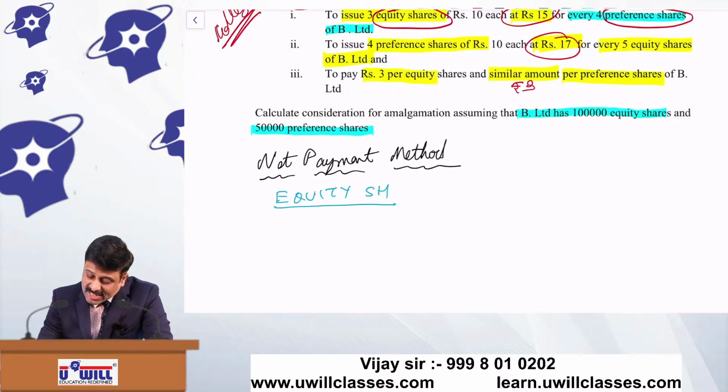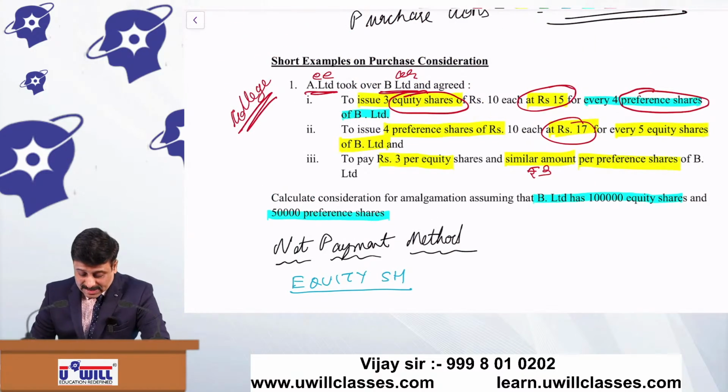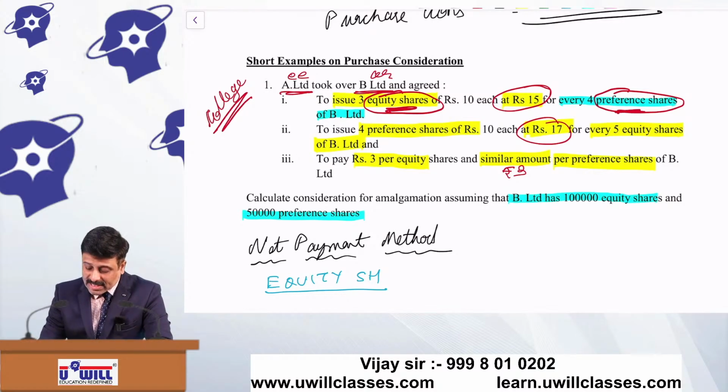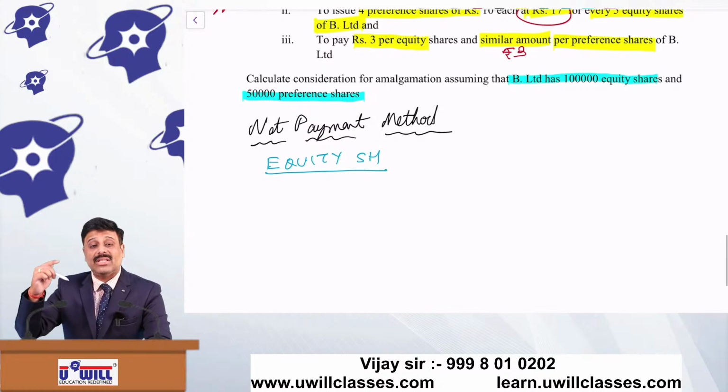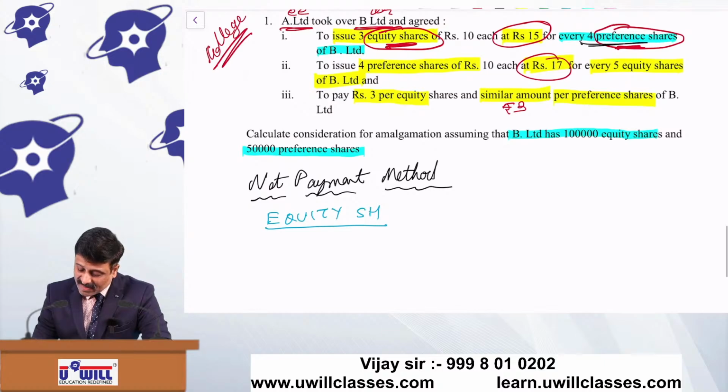Now, equity shares we are giving to whom? As per the first information, equity shares we are giving to preference shareholders. I already discussed this with you just now. Equity shares will be given to preference shareholders. So let us make the ratio. What did I tell you in the previous question? When you make a ratio, take the second information first.